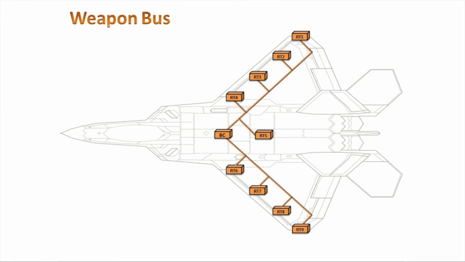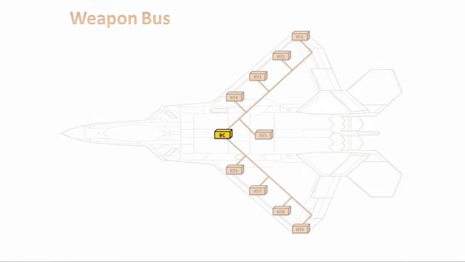In the following diagram, we can see a weapon bus example which includes the bus controller ECU and 9 remote terminal units. The smart wiring technology could be implemented in any of the ECUs, either in the RTs or at the BC. In this example, it is part of the BC.